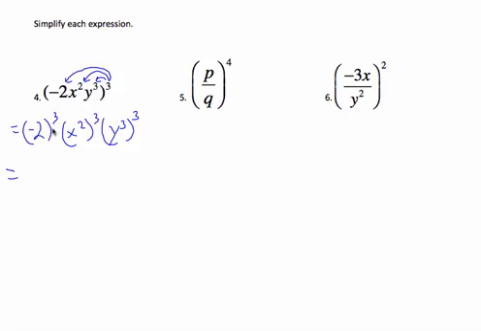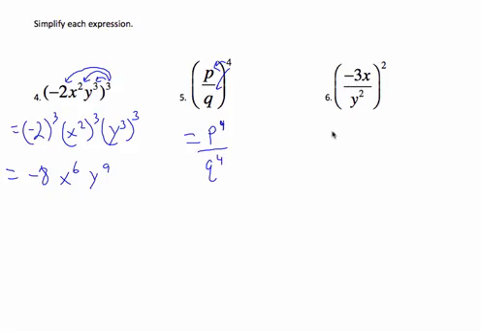Negative 2 cubed is negative 2 times negative 2 times negative 2, which is negative 8. X squared to the power of 3, you have to multiply the exponents, so that's x to the power of 6, and this is y to the power of 9. When you exponentiate a fraction, each one gets exponentiated to the power of 4 here. So that's going to be p to the power of 4 out of q to the power of 4.